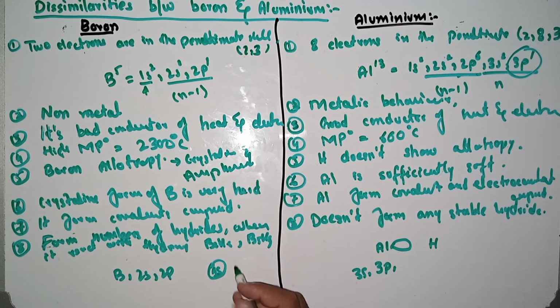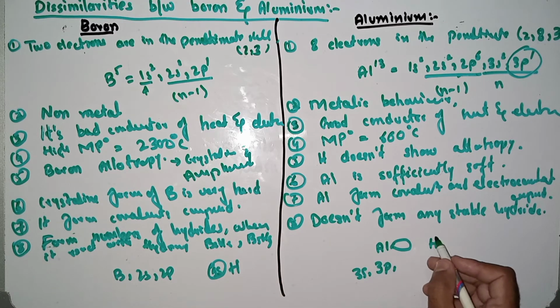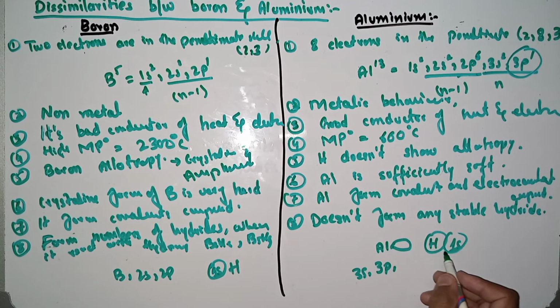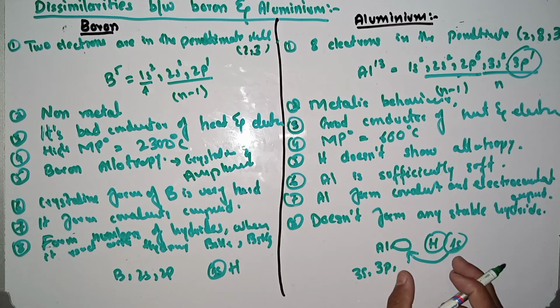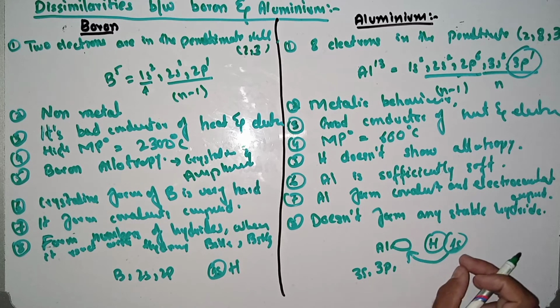So consider the overlapping of these orbitals with the 1s orbital of hydrogen. The energy difference, the symmetry and the shape of the 2p and 2s orbitals as compared to 1s is not too high, but in the case of 3p and 1s it is a very large difference. That's why the 3p orbital of aluminum doesn't overlap effectively with 1s, while boron's 2p overlaps effectively with hydrogen. So boron forms a stable hydride while aluminum doesn't.